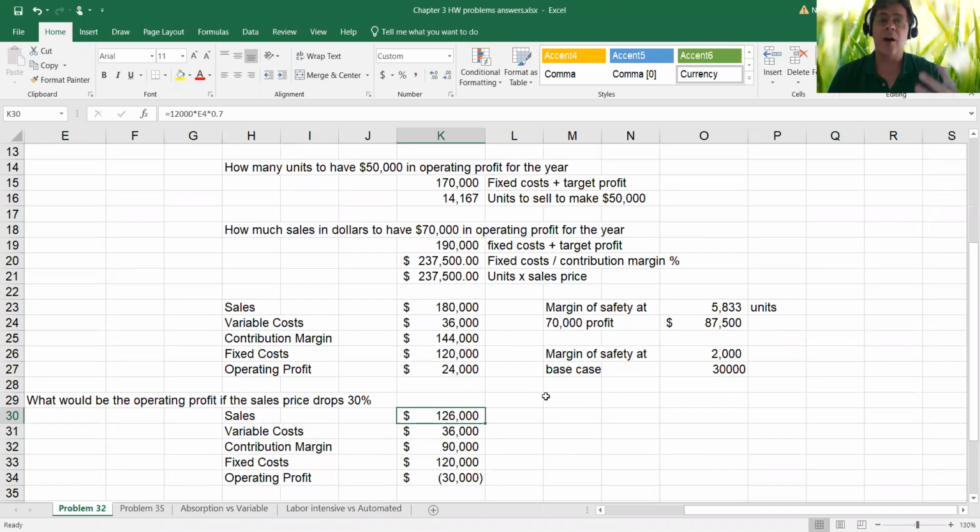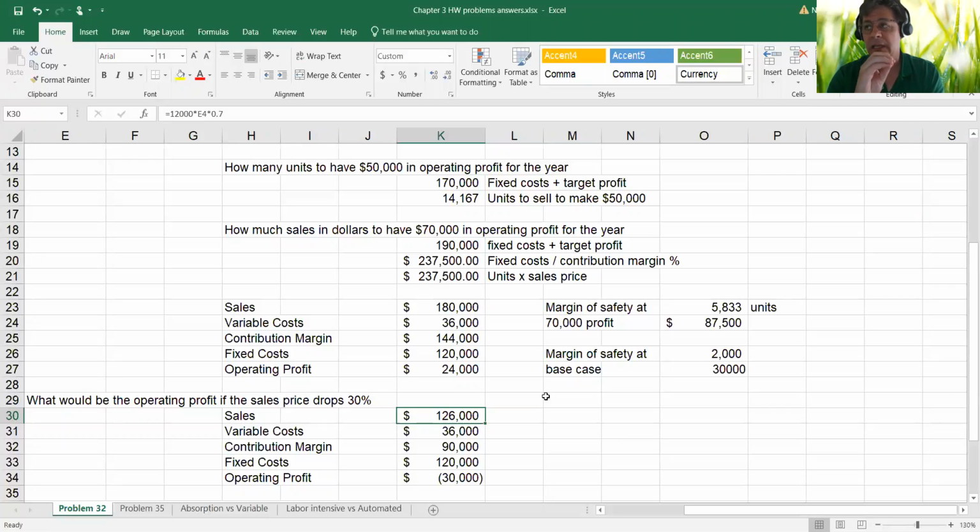So assuming we sell the same 12,000 and our sales price drops by 30%, a couple different ways you can do that. You can calculate 30% off of 15 and then multiply it by 12,000. You can take 12,000 times 15 and then multiply by 0.7, which is the same as subtracting out 30%. Whatever way you do that, your sales should be 126,000. That's a 30% reduction in the sales price.